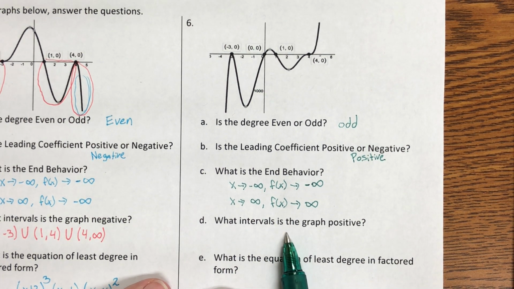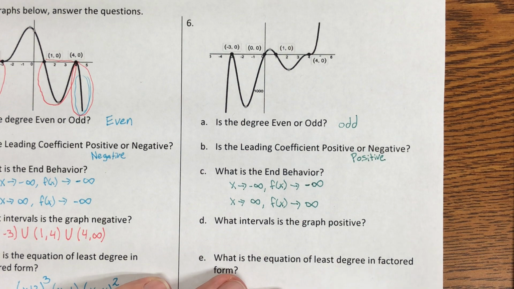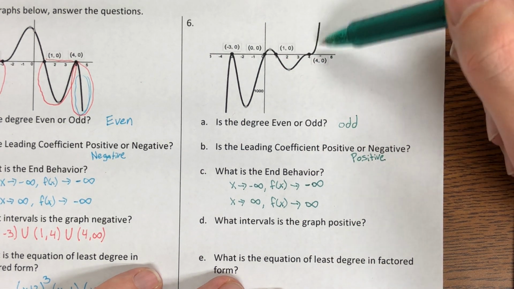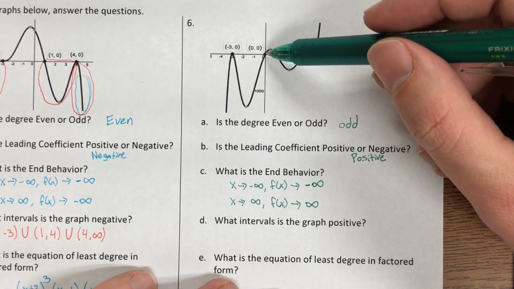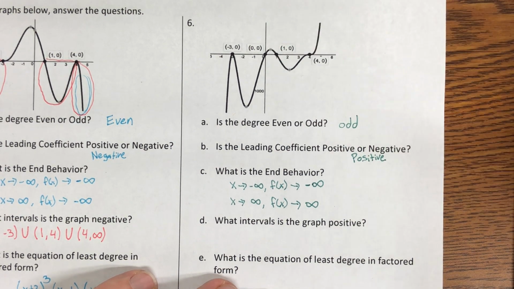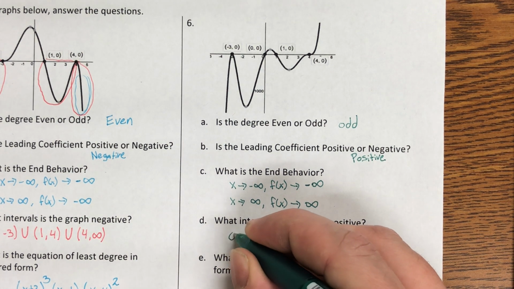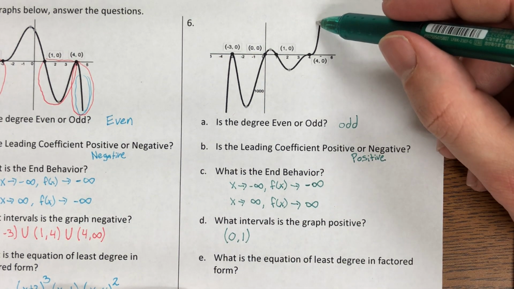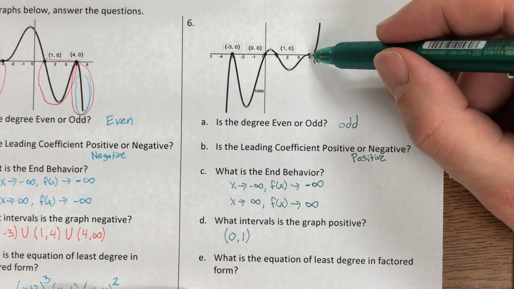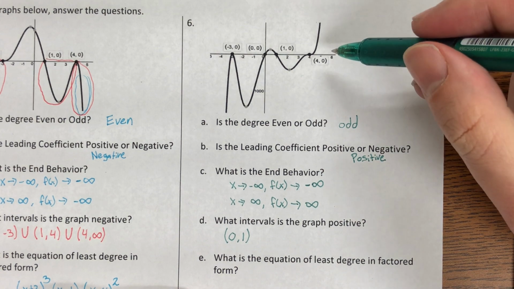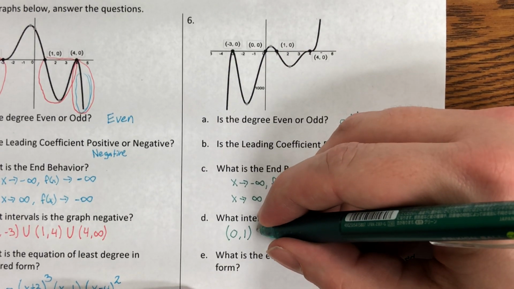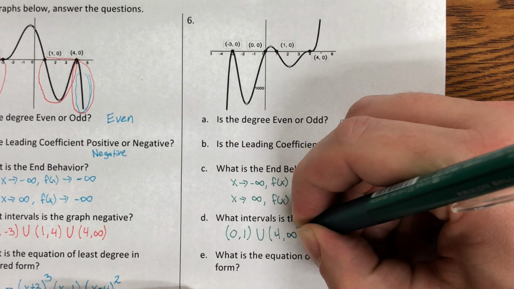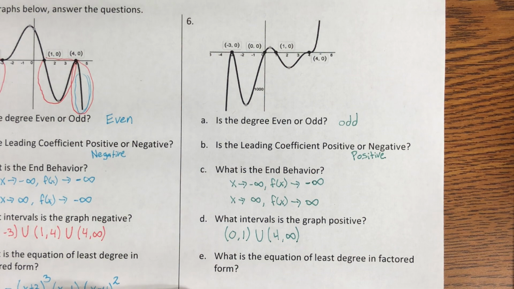Next it is asking, when is the graph positive? So that is wanting, when is it above the x-axis? So I'm above the x-axis from 0 to 1. But also this area here, going from 4 as I move further right to positive infinity. So I say union 4 to infinity.